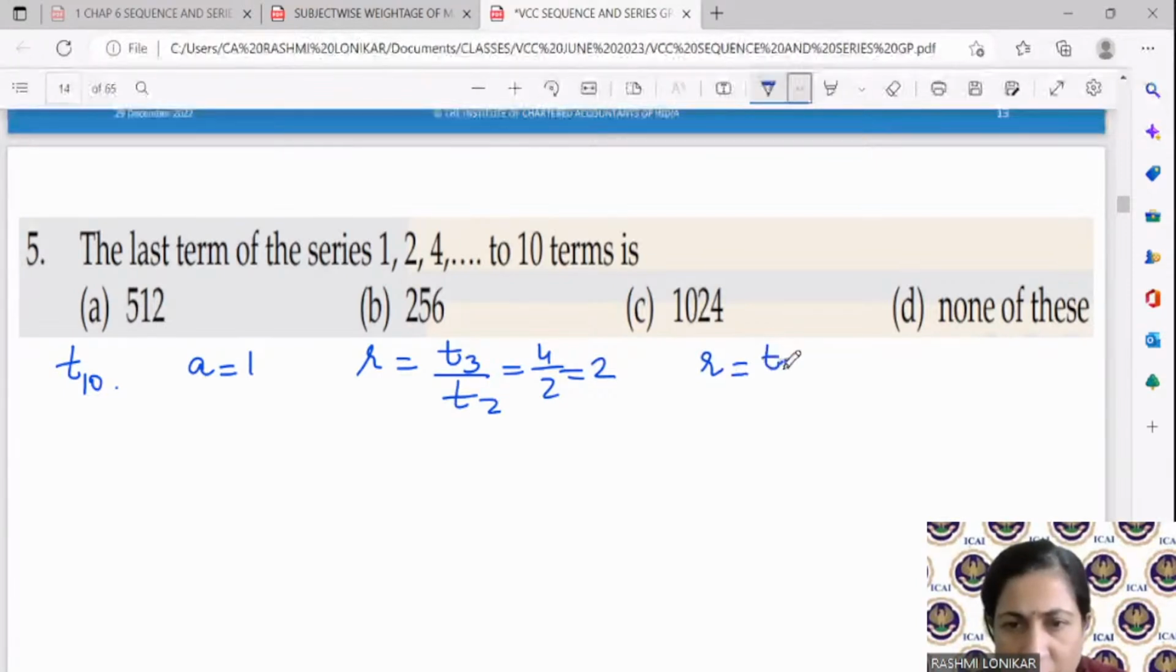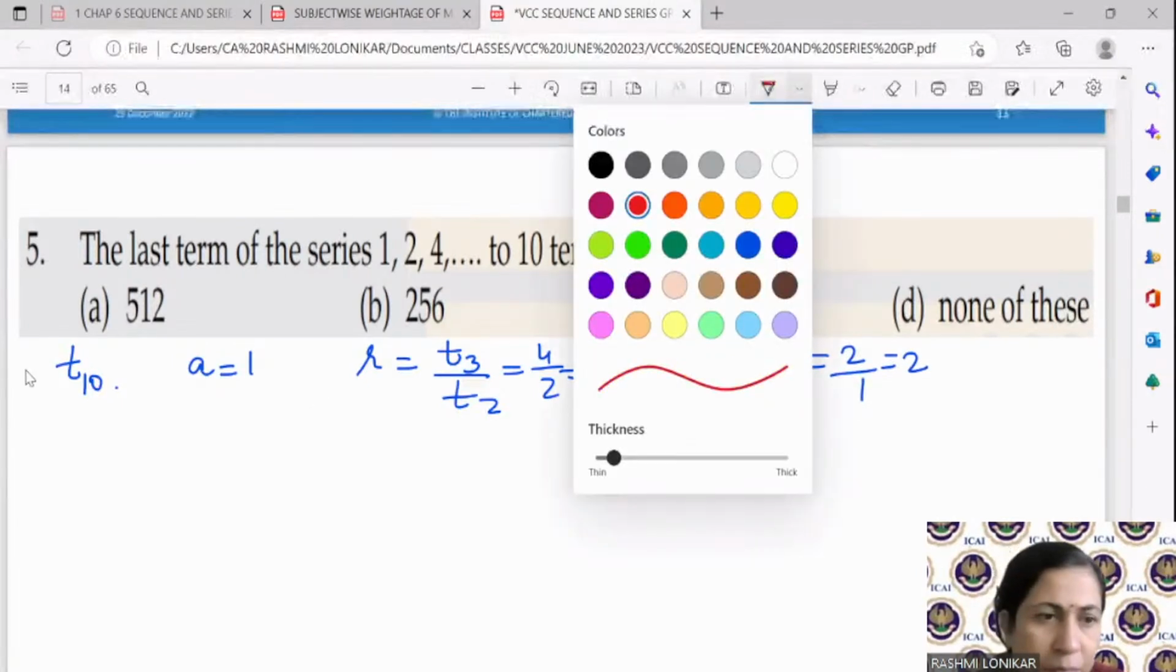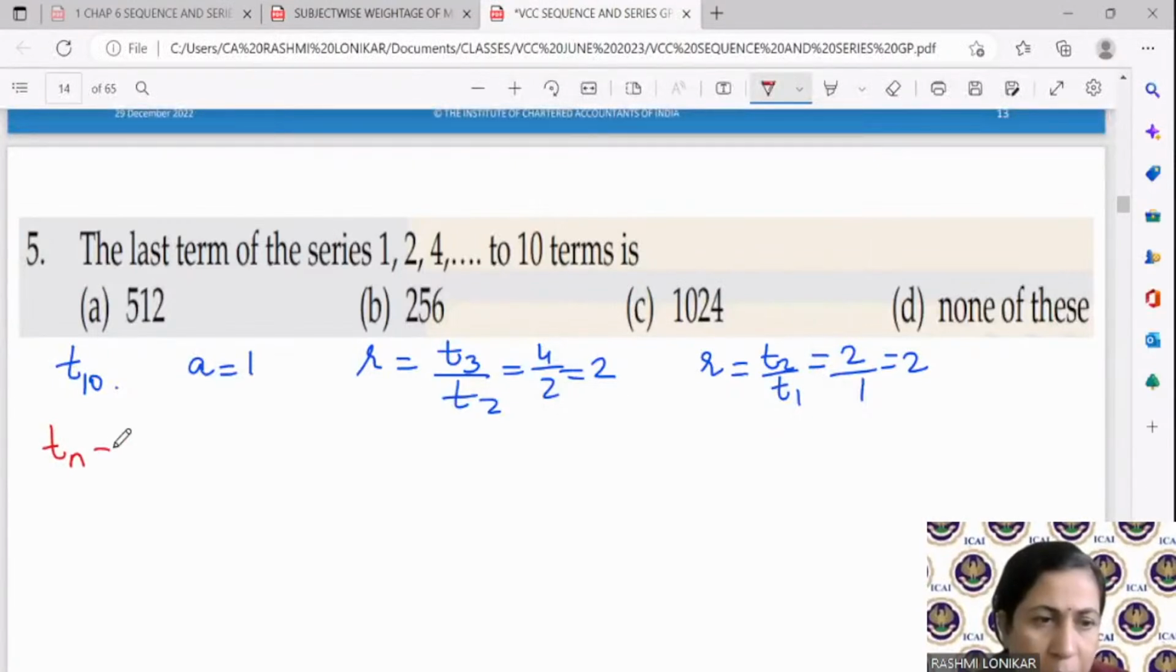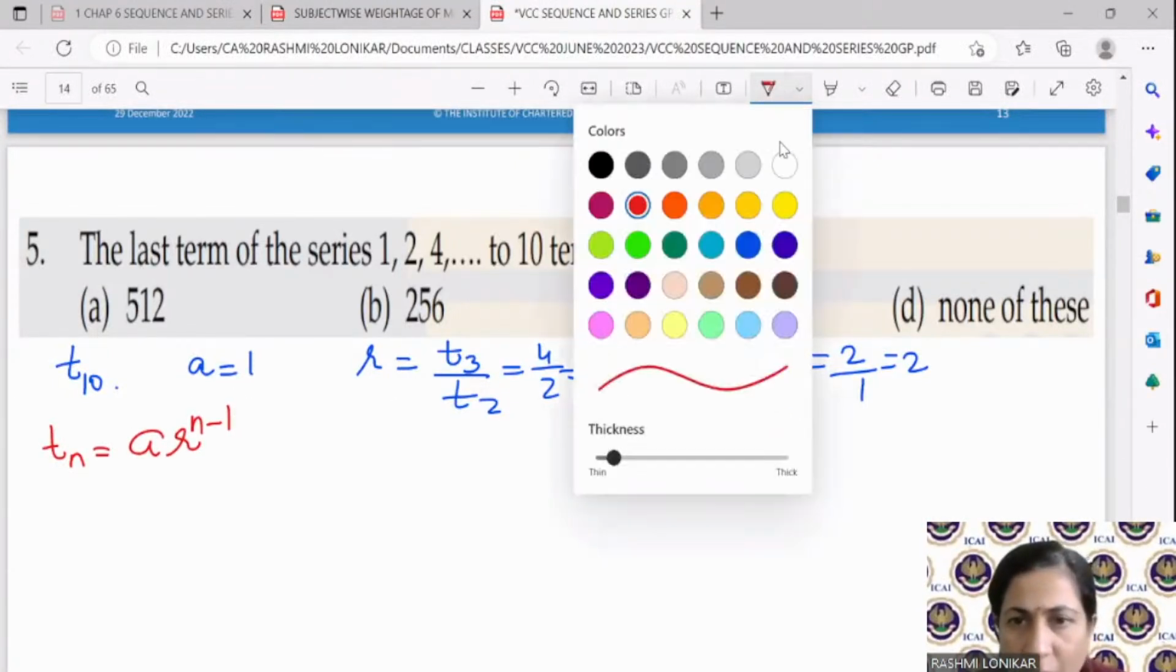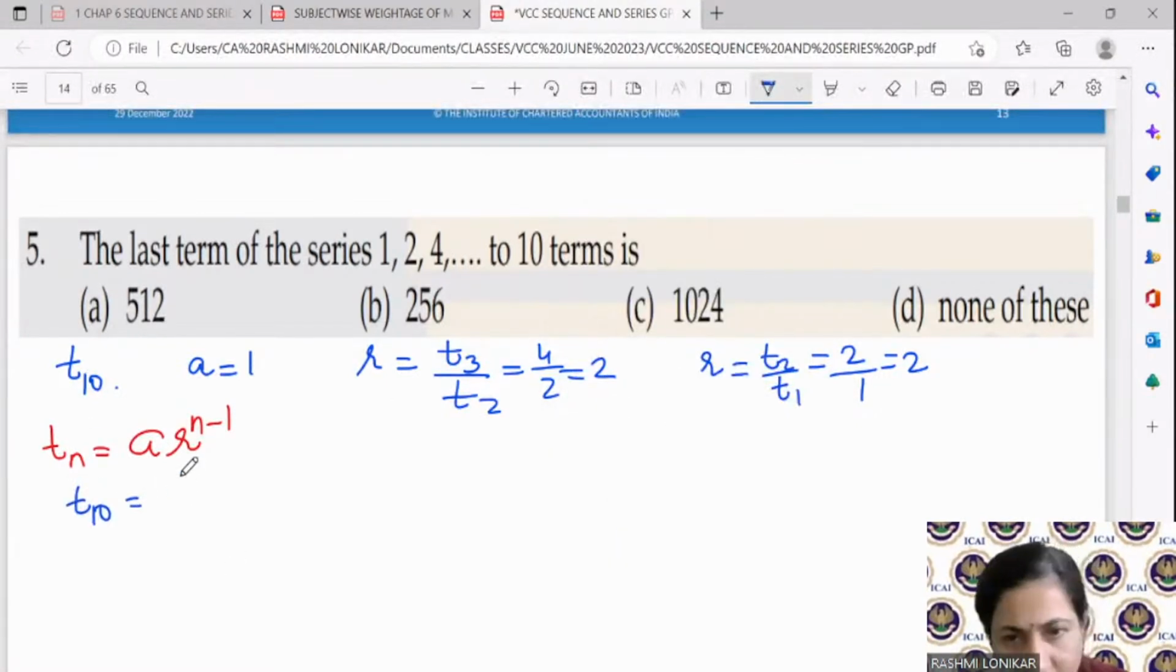T2 upon T1 is equal to 2 upon 1, which is equal to 2. Okay. Formula: the nth term of a GP is given by A R raised to N minus 1. Once I've written that, I find T10. T10: A is how much?